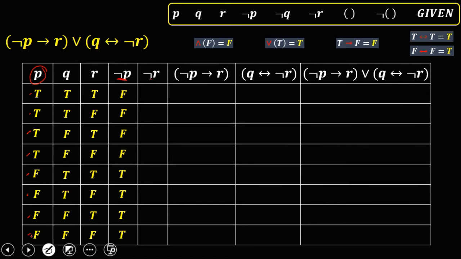Then for not R, from R, negate the values. True becomes false, false becomes true, true becomes false, false becomes true, true becomes false, false becomes true, true becomes false, and false becomes true. So these are the values for not R.